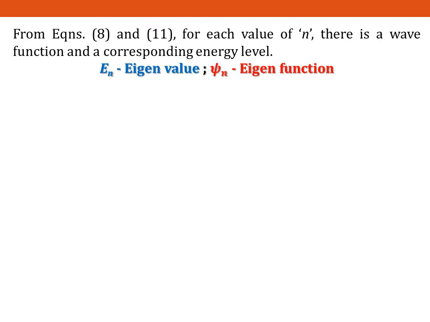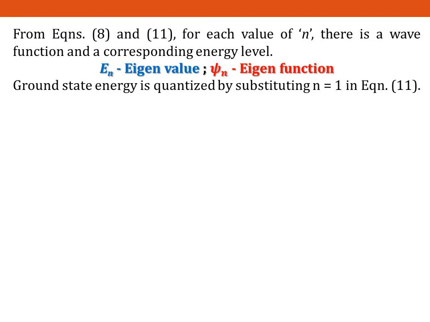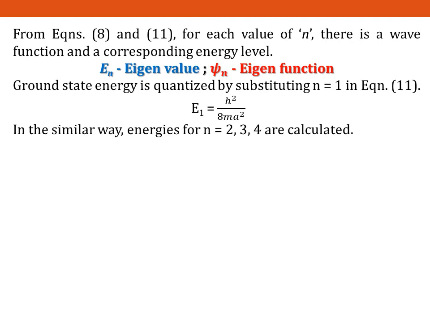For various values of n, we get various energy values of the electron. The lowest energy value or the ground state energy value can be got by substituting n equal to 1 in equation 11, and the lowest energy or the ground state energy E1 is given by h square by 8ma square. In a similar way, we obtain the energies for the higher energy levels by substituting n equal to 2, 3, 4 and so on.